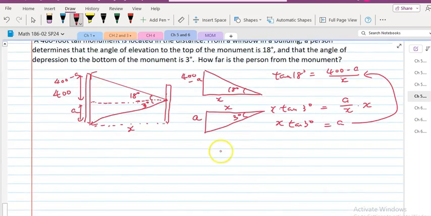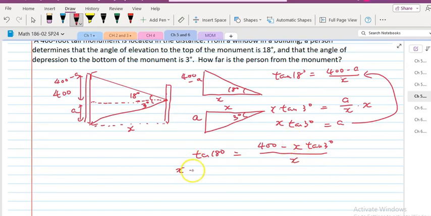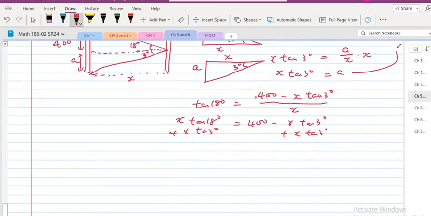Because A is X tangent 3 degrees, we would say tangent 18 degrees would equal 400 minus X tangent 3 degrees over X. So X is both here, so let's multiply X on this side. X tangent 18 would equal 400 minus X tangent 3 degrees. How do I solve? I have X on both sides, so move the X over. So plus X tangent 3 degrees on both sides. So we should be able to solve because we only have the unknown X.